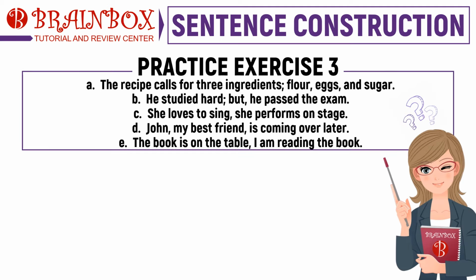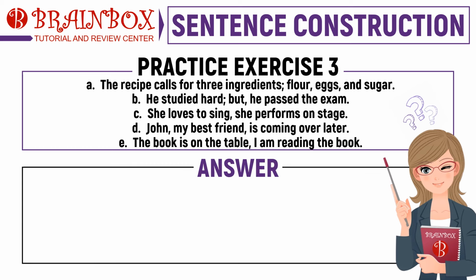For the last item, which sentence correctly combines two complete thoughts? A. The recipe calls for 3 ingredients: flour, eggs, and sugar. B. He studied hard, but he passed the exam. C. She loves to sing. She performs on stage. D. John, my best friend, is coming over later. E. The book is on the table. I am reading the book. The timer starts now.